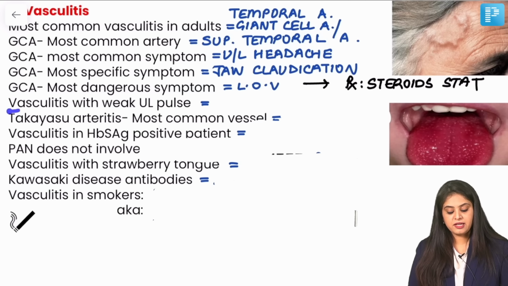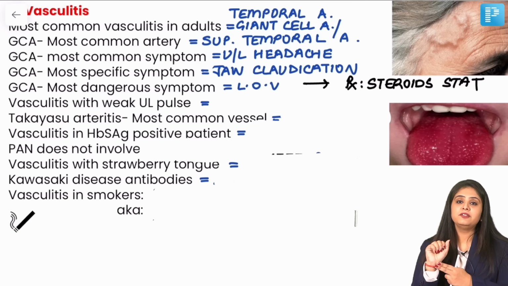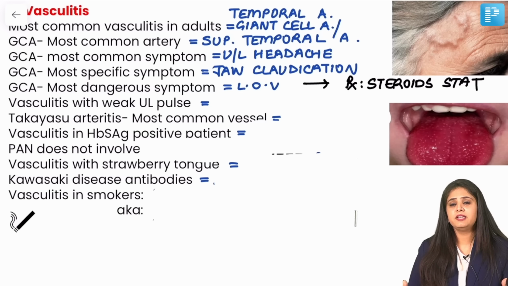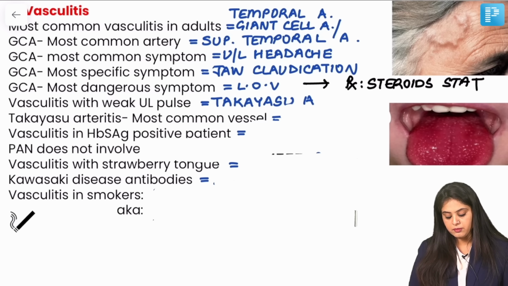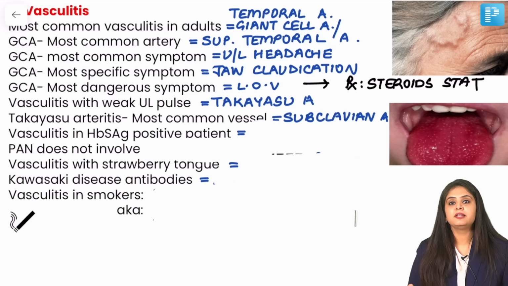Now, if I have a scenario of a vasculitis where I'm trying to palpate the radial artery, but I'm not able to feel a good volume pulse, or it's very weak pulse or no pulse, that is pulseless disease called Takayasu arteritis. And in such a situation, the most common vessel affected is the subclavian artery.